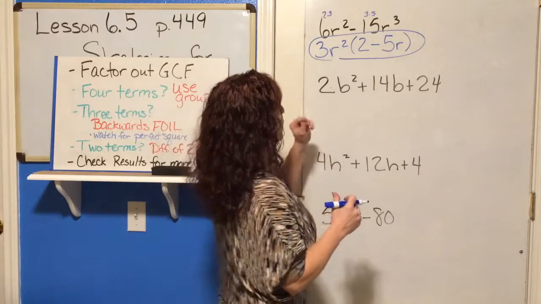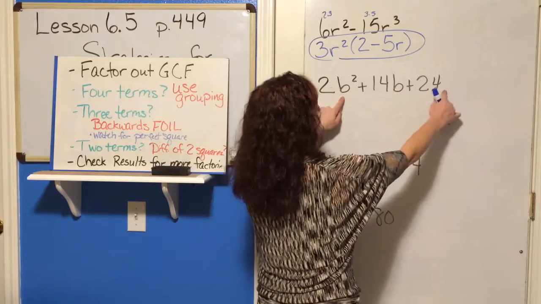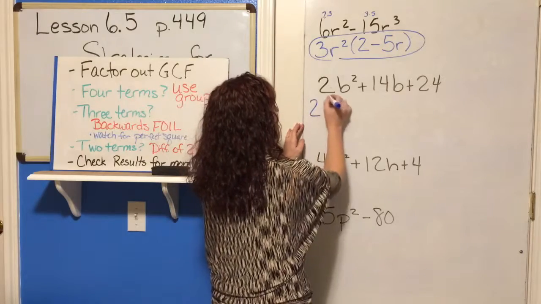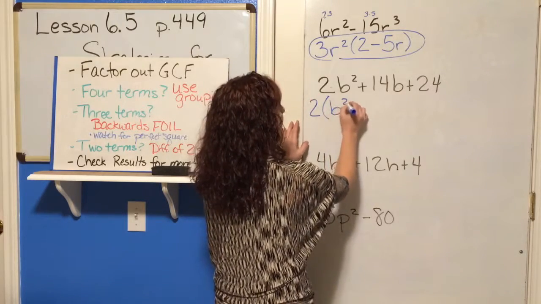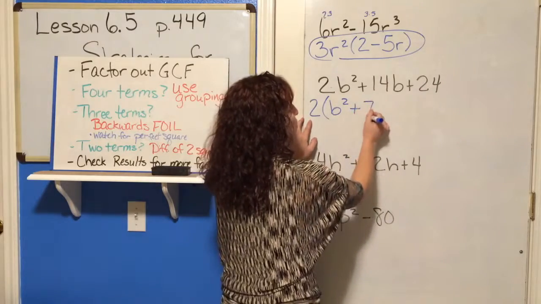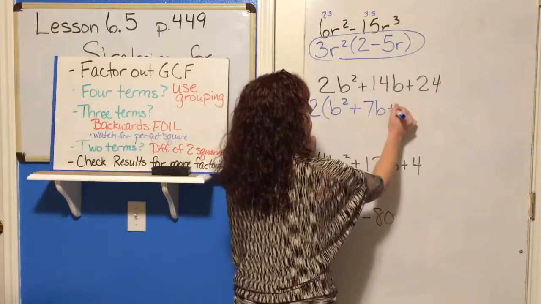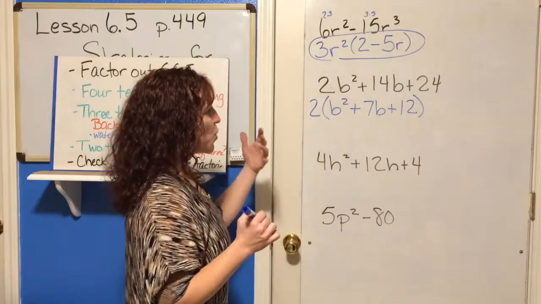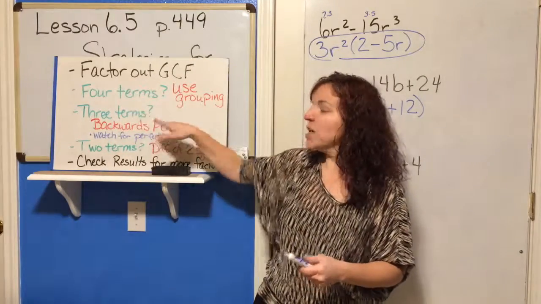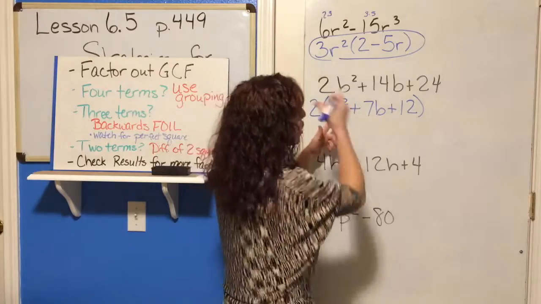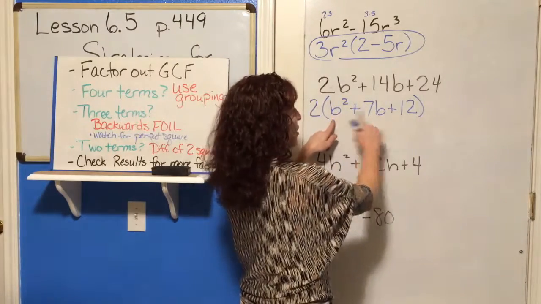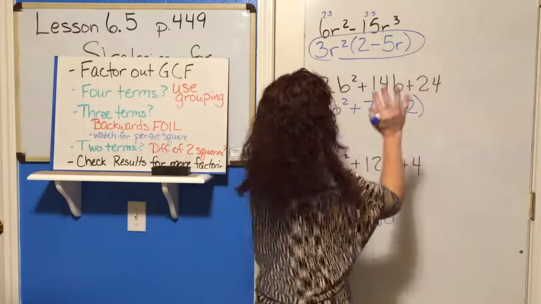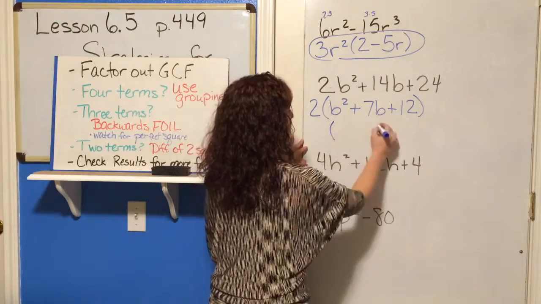Here we go. First, we're looking for a GCF. There's not a B in this one, so I can't use B's, but all of these numbers are even, so I can pull a 2 out of each of these. So if I pull a 2 out of here, B squared is left. 2 times 7 is 14, and I still have the B. And 2 times 12 is 24. All right, so now I look to see, well, I have 3 terms, so I'm going to use backwards FOIL. And I can quickly look and see b squared is a perfect square, but 12 is not a perfect square, so it's not going to be a perfect square trinomial. So I can just do FOIL and see if it'll go further from here.